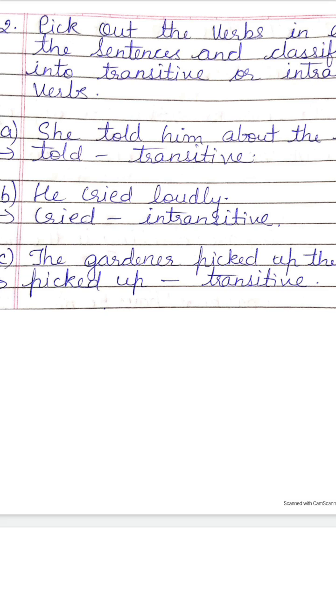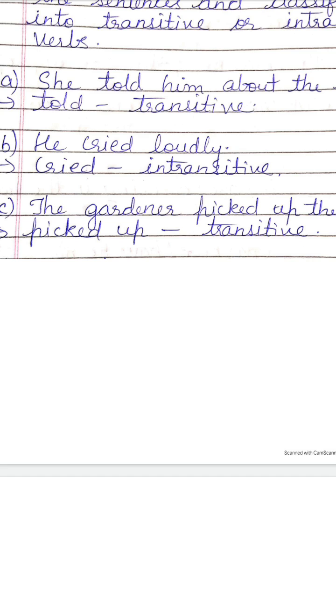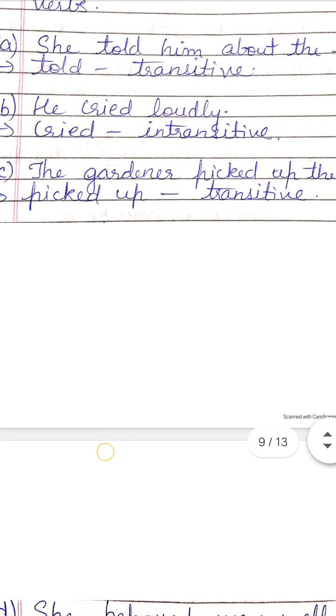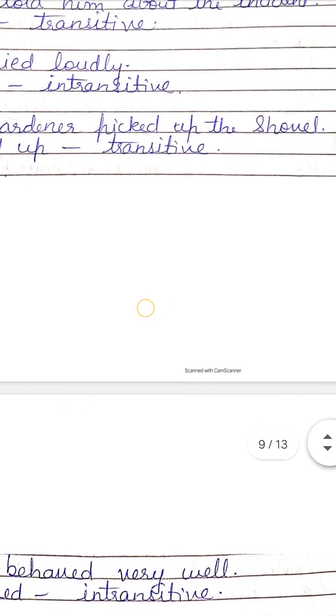So told is transitive because you are getting an object for whom. Same way, when you are asking what to the verb and you get an answer as the object, this is a transitive verb. But other than what or whom, for any other thing you get an answer like where, why, so they are not transitive verbs. He cried loudly. If you ask, he cried, now if you want to get loudly as an answer, you will ask how he cried. So you are getting the answer for how and not for whom or what. Therefore this is not a transitive verb. Cried is intransitive.